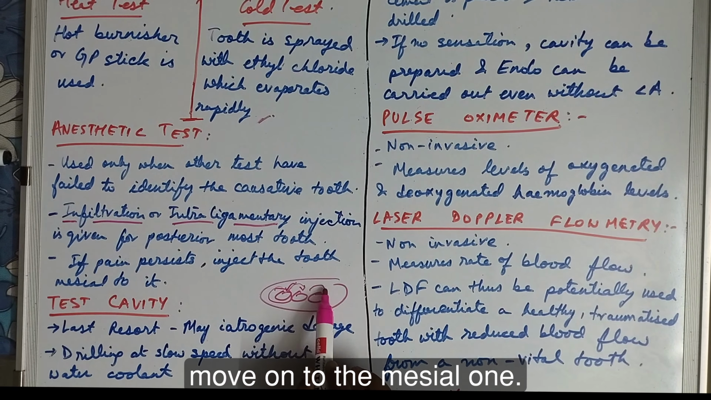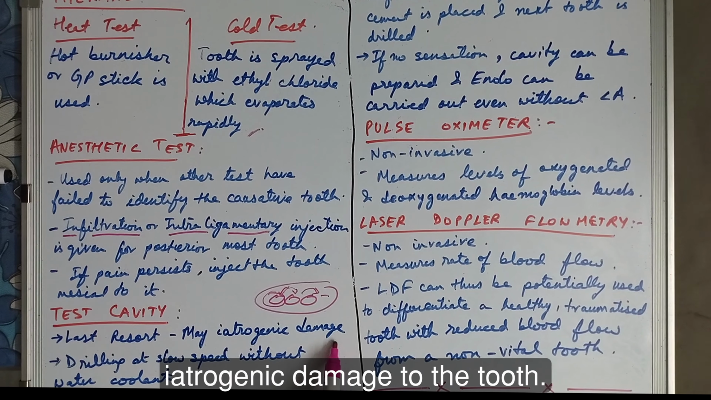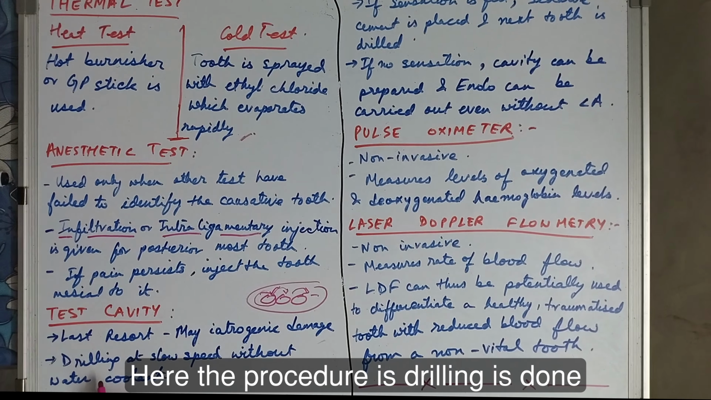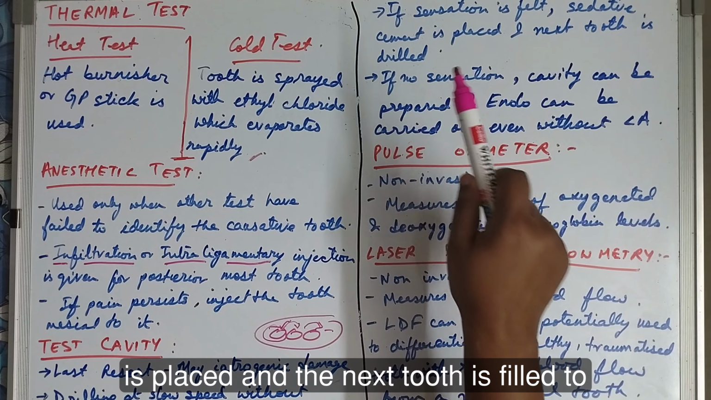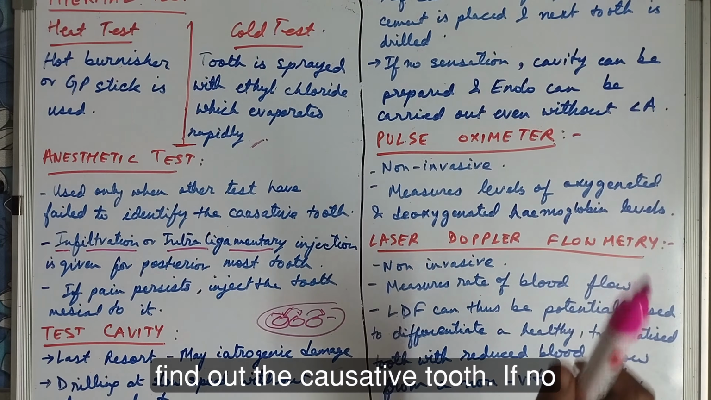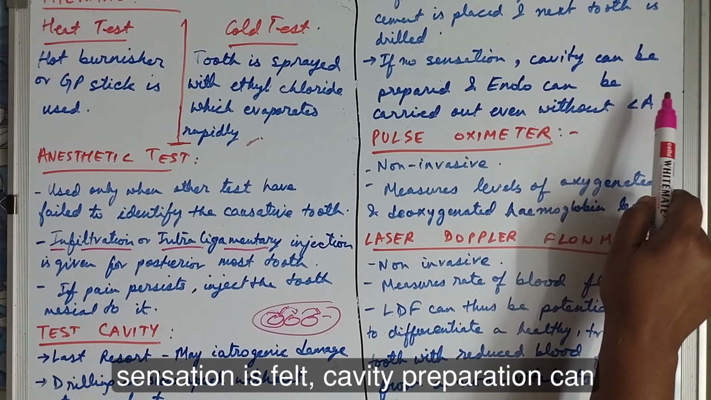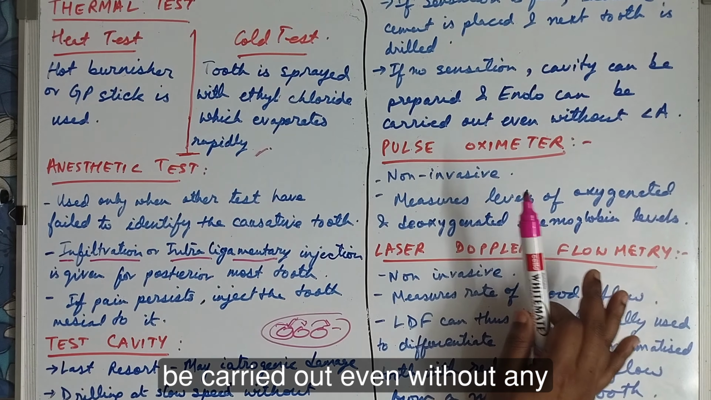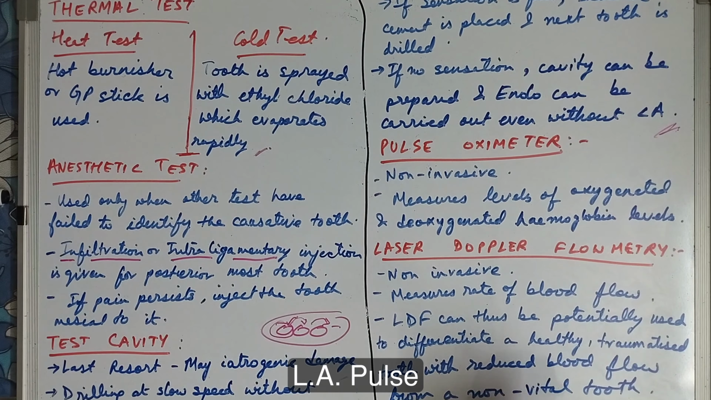Test cavity. This is the last resort because it may cause some iatrogenic damage to the tooth. Here, the procedure is that drilling is done at slow speed without water coolant. If sensation is felt, the drilling is stopped, sedative cement is placed, and the next tooth is drilled to find out the causative tooth. If no sensation is felt, cavity preparation can be continued and endodontic treatment can be carried out without any delay.